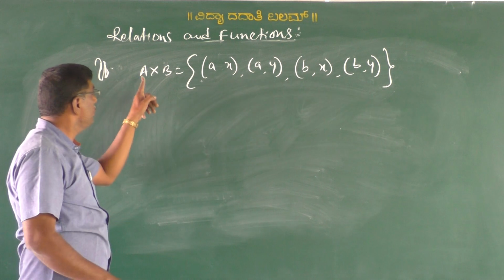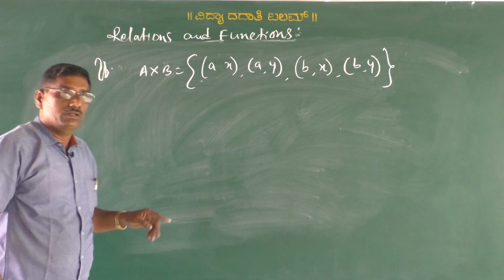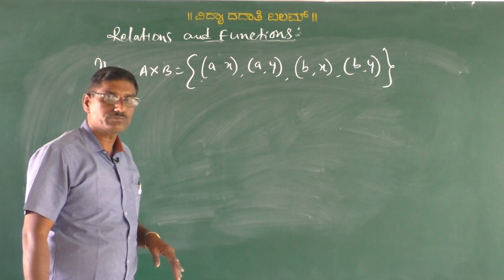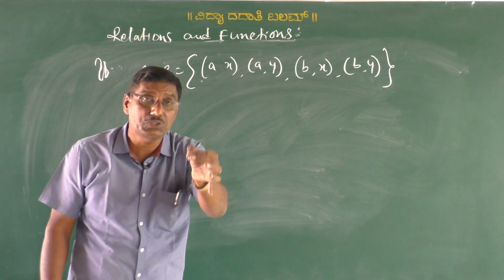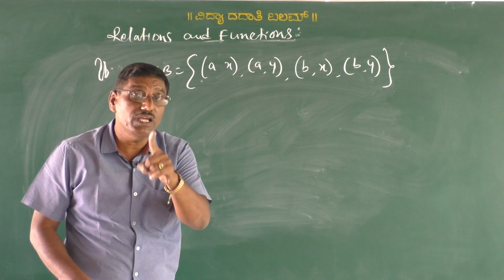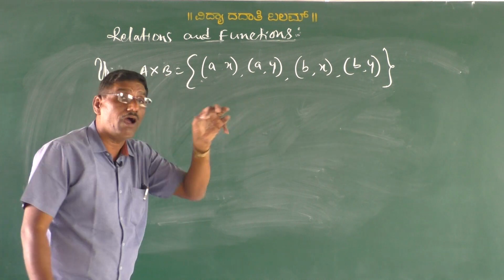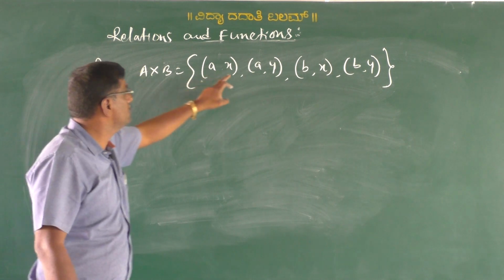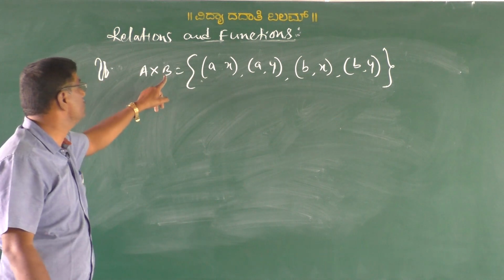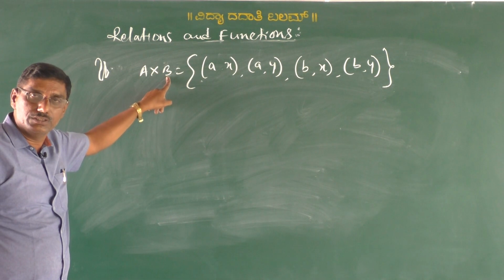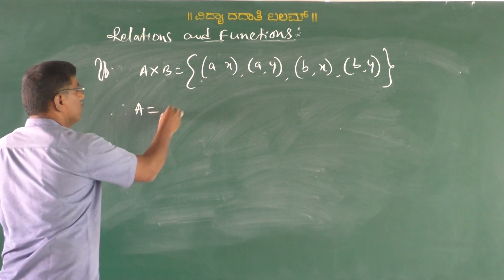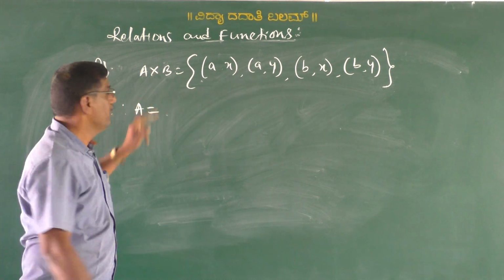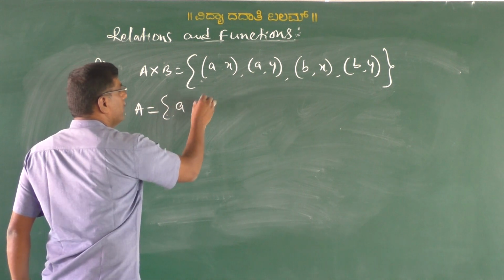We know, my dear students, in A cross B, A is one of the sets and B is another set. In these ordered pairs, the first element always belongs to the first set A, and the second element of the ordered pairs always belongs to the second set B. Isn't it? Therefore, A is equal to the set of all first elements of the ordered pairs in A cross B. That is, we can write the set {a, b}.